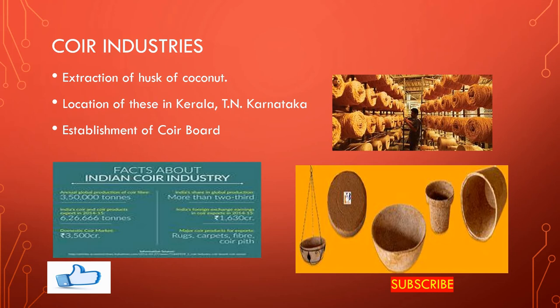If you look into the facts of the coir industries, it accounts for more than 2/3 of the total production. It has an average production of 350,000 tons. It manufactures rugs, fiber or coir pith, etc. These industries are basically located in those places where you find a large number of coconut trees, and based on that, these products are manufactured.